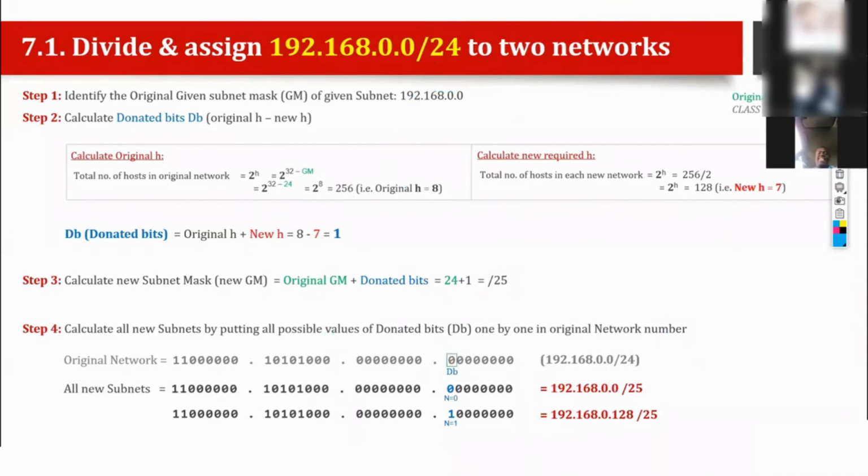So if we are given a big network like this, we divide it into these two small networks, and the host IPs have also been divided into two.